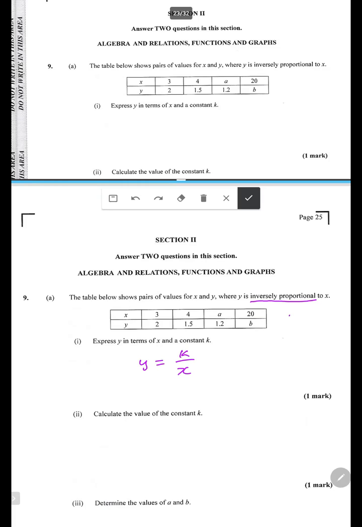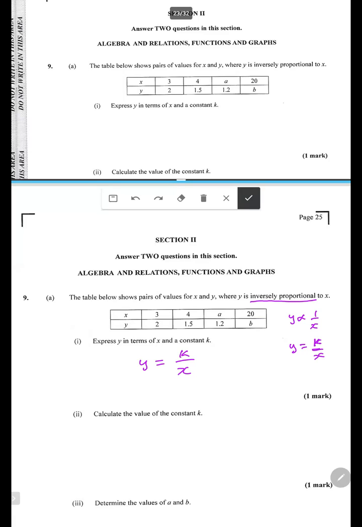Inversely, this statement means y is proportional to 1 over x. If y is proportional to 1 over x, then y is equal to a constant over x. If that's said directly, it will be y equals k times x. But they didn't say directly, they said inversely. So basically, I can leave that on the slide, right here.